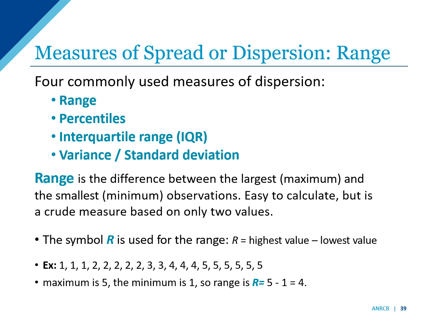The four most commonly used measures of dispersion are range, percentiles, interquartile range, and variance or standard deviation. Range is the difference between the largest or maximum and the smallest or minimum observations. In our example, the range is from 1 to 5, so it is equal to 4.